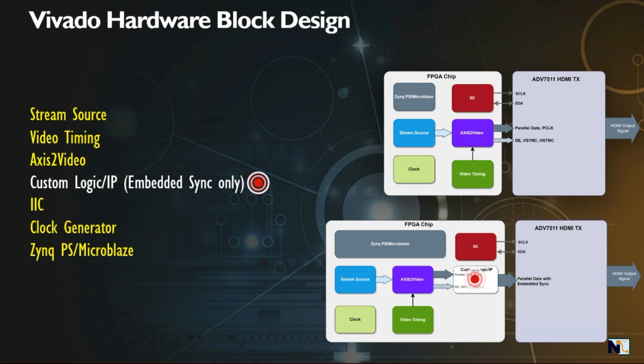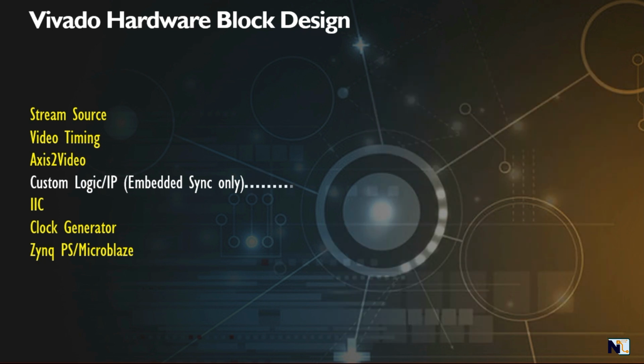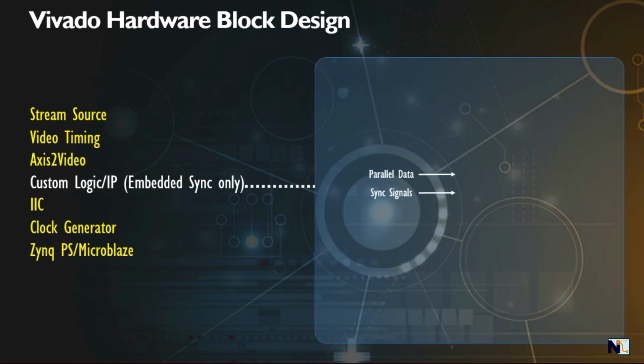Custom logic or IP. If the ADV7511 HDMI transmitter IC is configured with embedded sync, the AXI4 stream to video out IP's output signals, that is parallel data and sync signals, will be required to convert and generate the final parallel data output with embedded syncs.